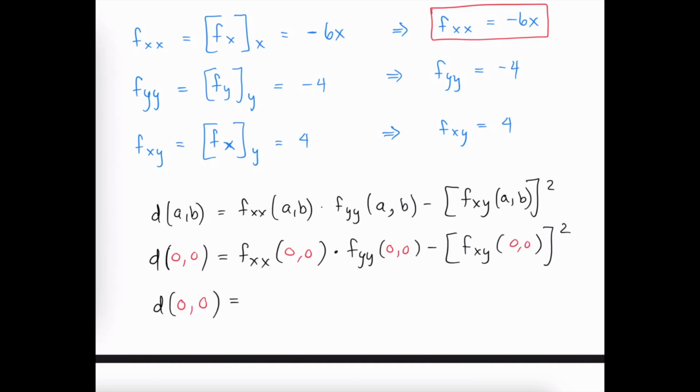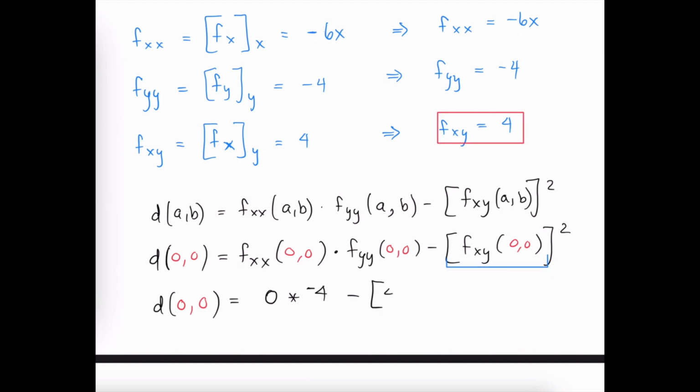So plugging (0, 0) into our second derivative test, we get (0, 0) into fxx is going to just be equal to 0. And then we multiply that by (0, 0) plugged into fyy. And since fyy is a constant, that's going to be multiplied by -4, minus (0, 0) plugged into fxy, which is also a constant, is going to give me 4 quantity squared. This product is just 0 minus 16, which is less than 0.